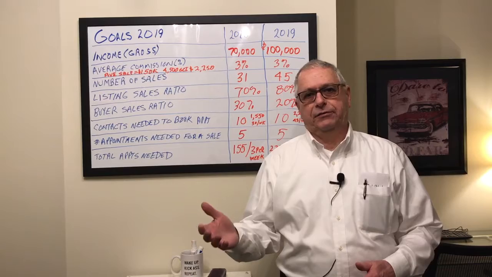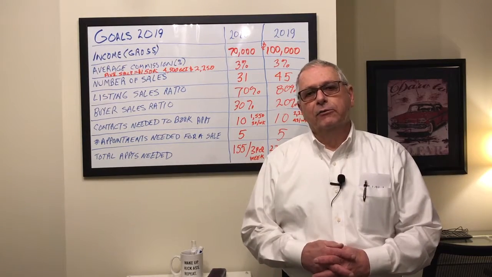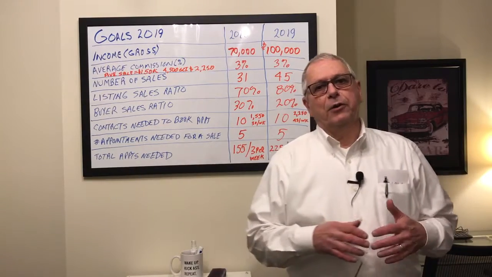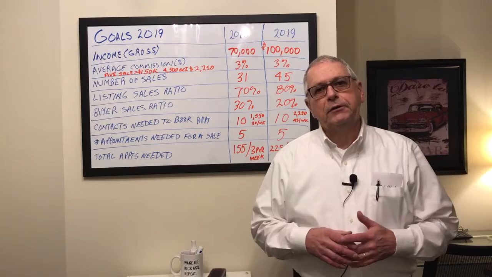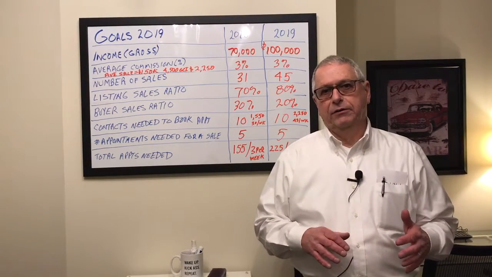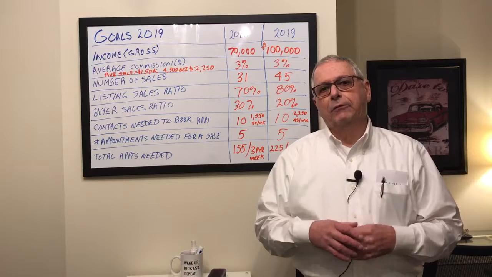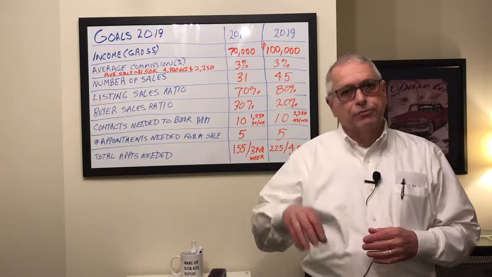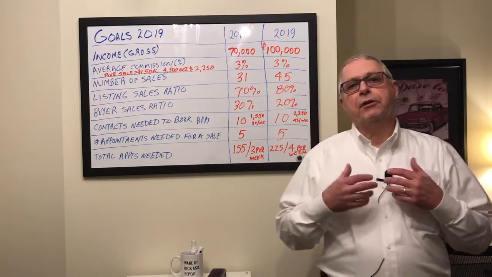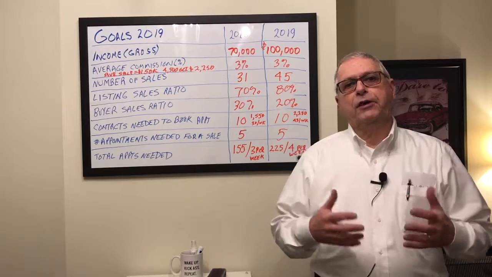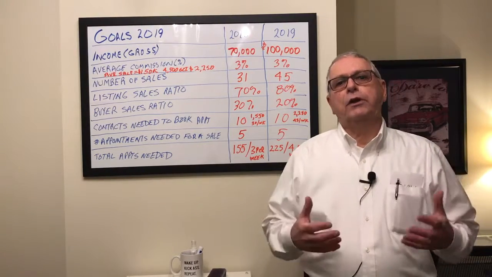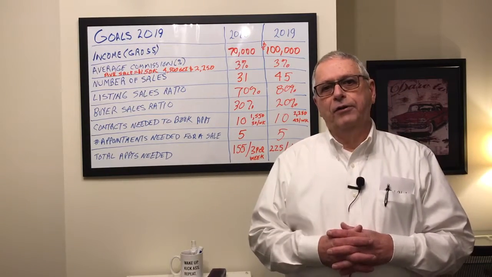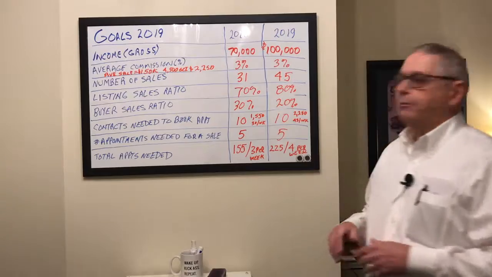Last video, we talked about having SMART goals: specific, measurable, achievable, relevant, time-bound. That's what SMART stands for. In this video, we're going to drill down a little further into some of the specifics for a real estate salesperson in terms of what you need to do to set goals for yourself for 2019. So let's jump right into this.